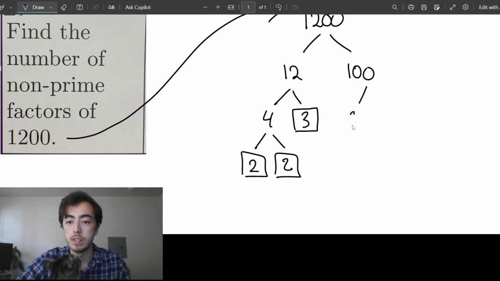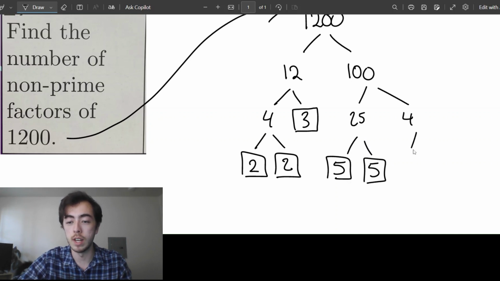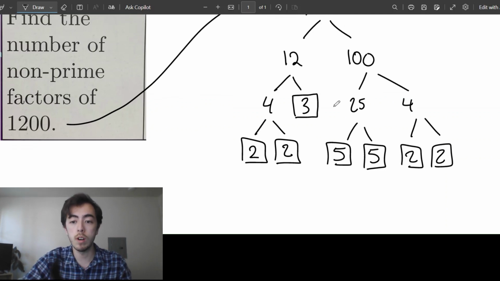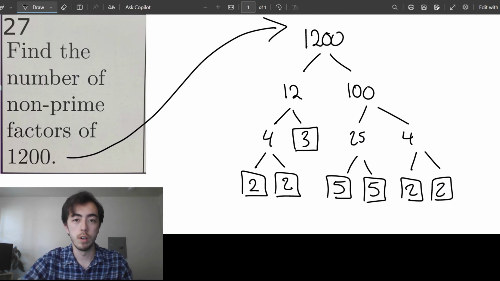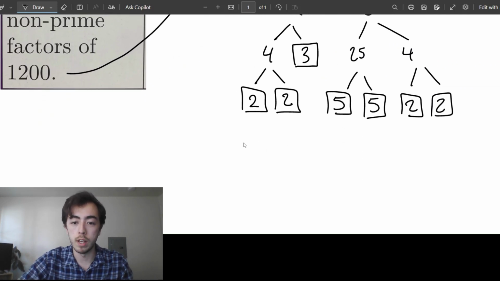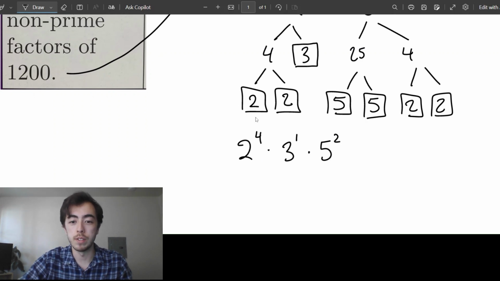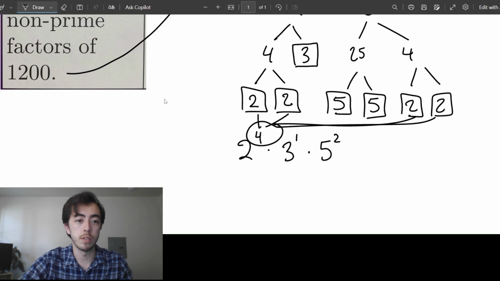100 is the same thing as 25 times 4. And then, oops, I shouldn't box the 25 because I could still split that into 5 times 5. Those are both prime numbers, and then I have another 4 over here, so I have another 2 times 2. So overall, I know that I can construct the number 1,200 by multiplying 4 2s, 1 3, and then 2 5s. Cool. So I'm just noticing 1, 2, 3, 4, and I'm writing this prime factorization in this exponential notation.